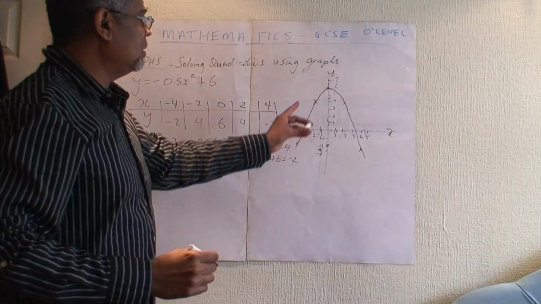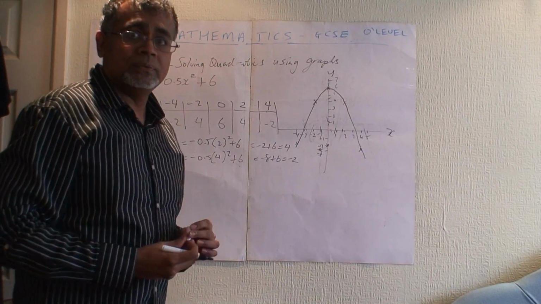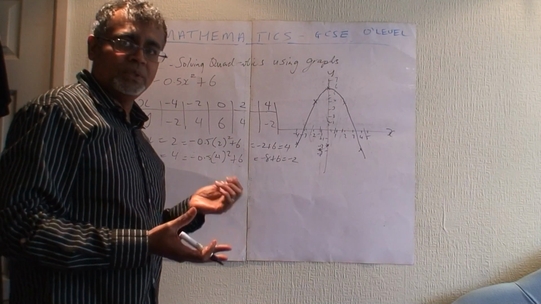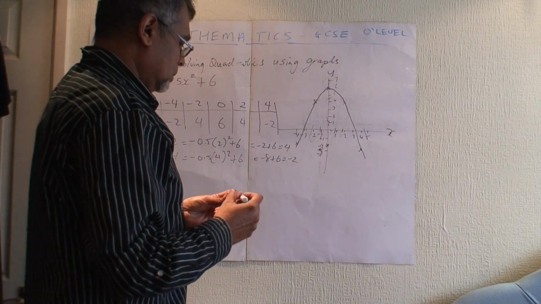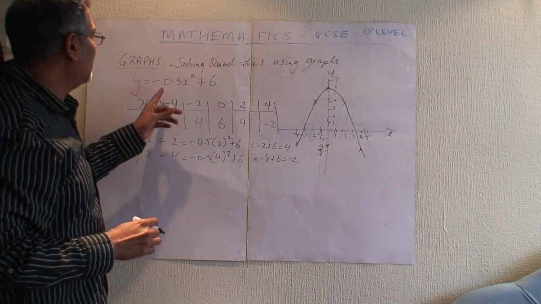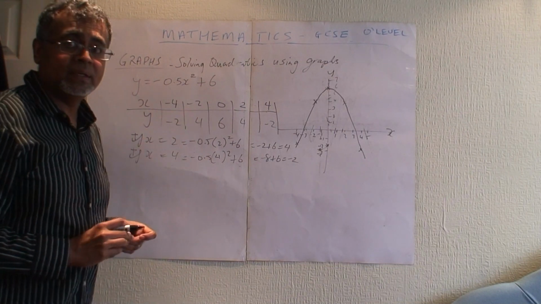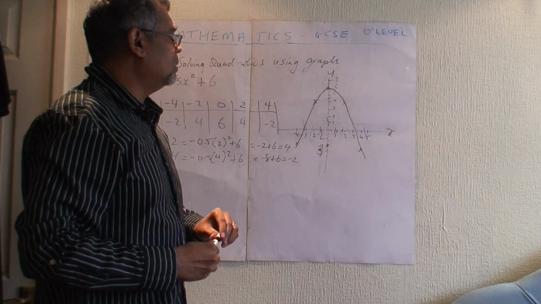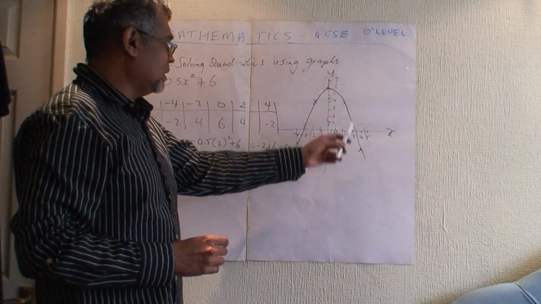We see the curve is different from the curve before. Before it was like a U shape. Now it's like an N shape. It's quite different because we are dealing with a negative value, a negative coefficient of x squared. That is why we have the shape of the graph looking like an N.